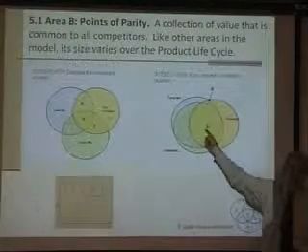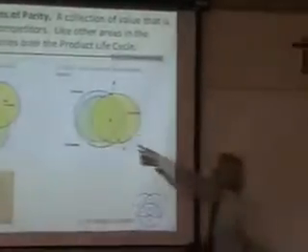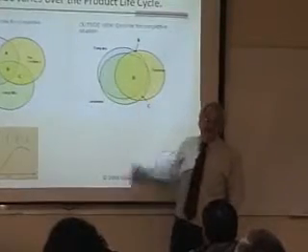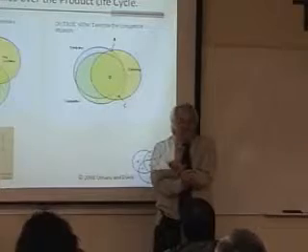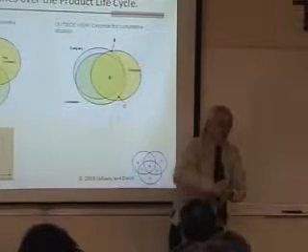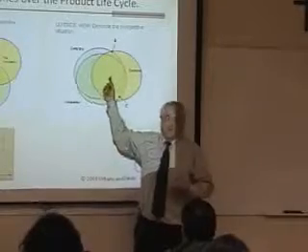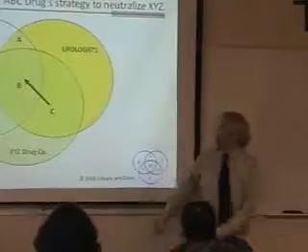Area B is a point of parity. And I'll tell you, when you're in a point of parity, and there's very little competitive advantage, you're competing on price like crazy. And the customers are squeezing you for quality and price. And there's no margin here. You must find a way to build your area A.